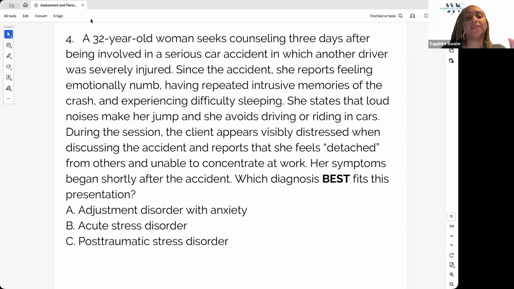Which diagnosis best fits this presentation? Okay, so let's look at what the presentation is. We have a serious car accident in which another driver was severely injured. The client is reporting being emotionally numb, having repeated intrusive memories of the crash, difficulty sleeping, having loud noises make her jump, avoiding driving, so avoiding that kind of trauma stressor. She's visibly distressed, and when discussing the accident, reports feeling detached.